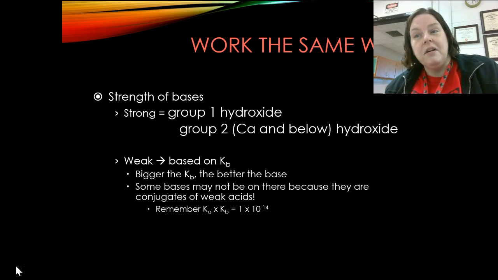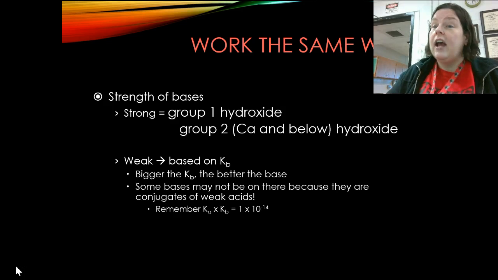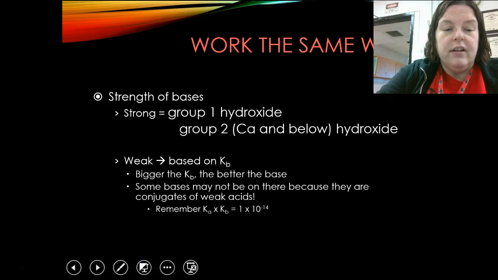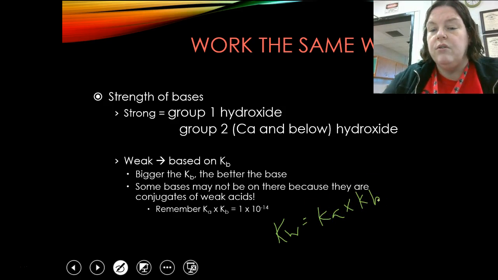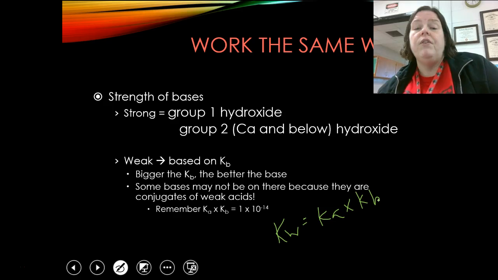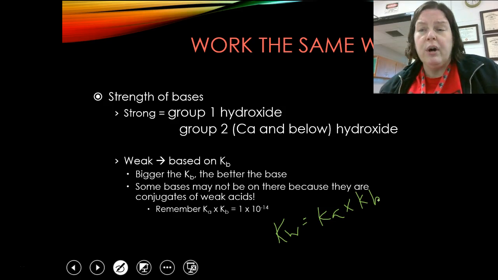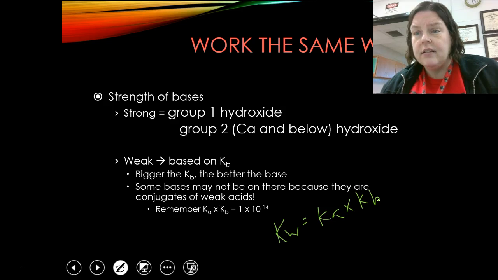So if it's a conjugate of a weak acid, to find its Kb, you find the Ka of the weak acid, and then you do the calculation. Remember the calculation? Kw is equal to Ka times Kb. So you just rearrange that equation to find the Kb. You take Kw divided by Ka. So if they're not on the Kb list, go to the Ka list, find the acid that makes that conjugate, and then you do the calculation using Kw.